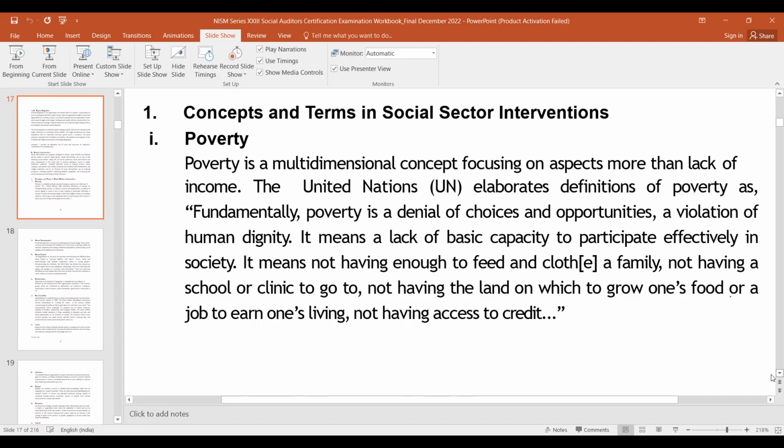It means not having enough to feed and clothe a family, not having a school or clinic to go to, not having the land on which to grow one's food or a job to earn one's living, not having access to credit.